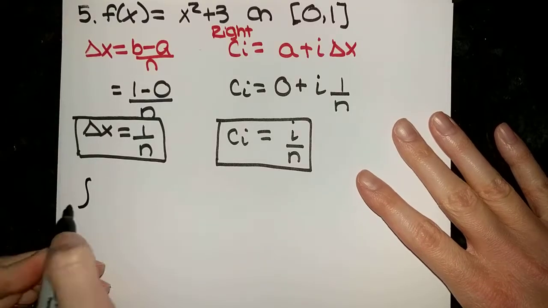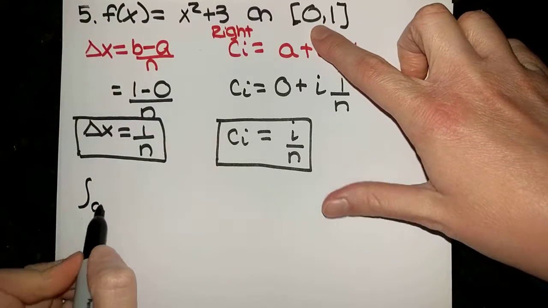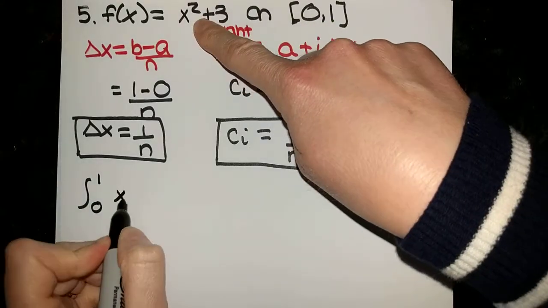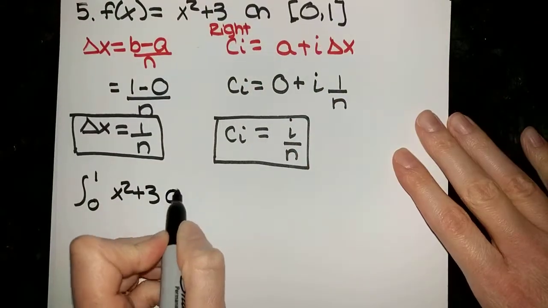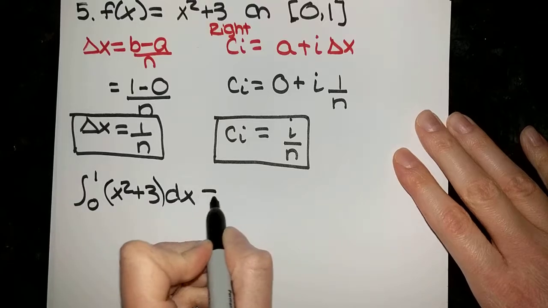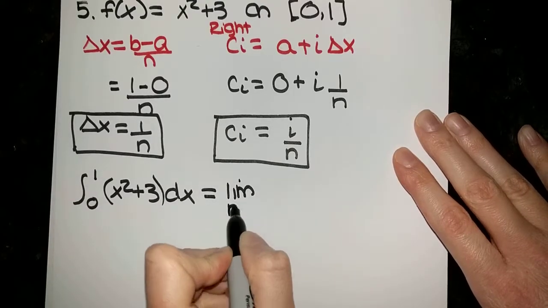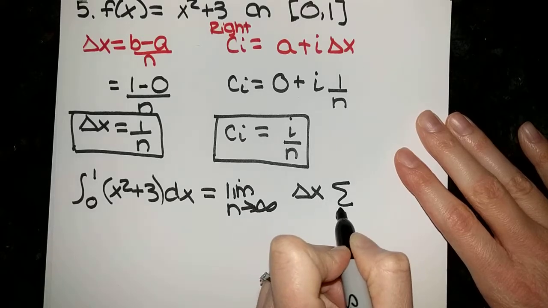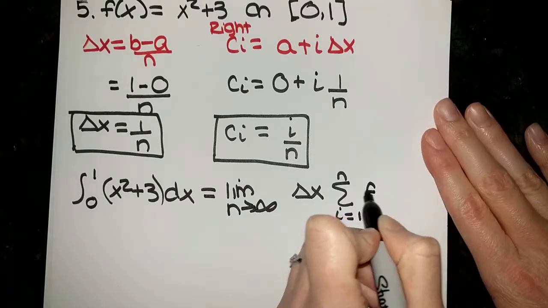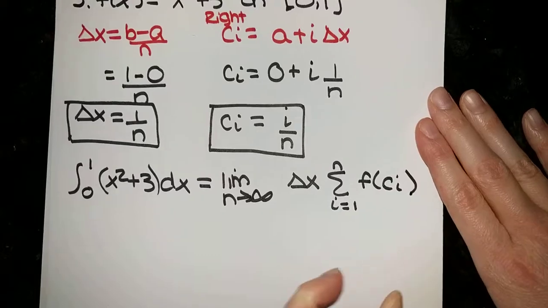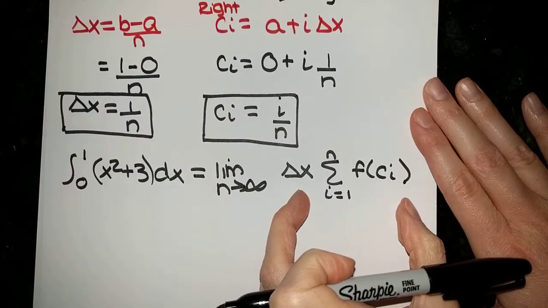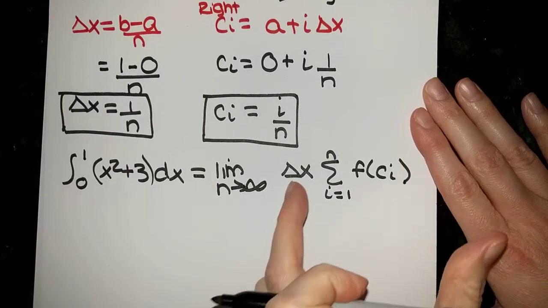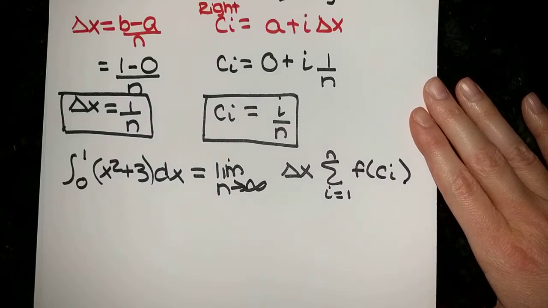using our limit of the Riemann sum. So our definite integral from 0 to 1 of f of x, x squared plus 3 dx, is going to equal the limit as n goes to infinity of delta x times the summation from i equals 1 to n of f of ci. And again, we're thinking about this as delta x times the summation of the f's. That's our Riemann sum, and then we take the limit as n goes to infinity.